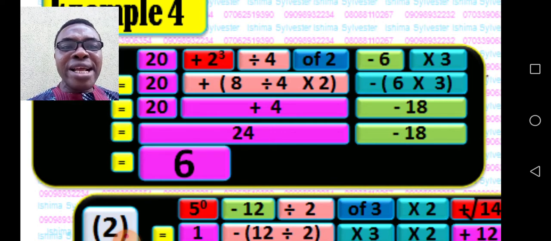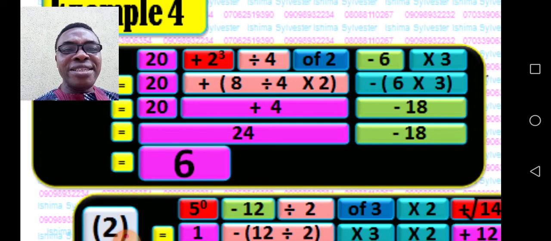And then you bring family 2 together. That's your divide and your times. It's separated by your plus and your minus. Take note, and then I used my bracket to indicate that. And so your family 2 comes next. That's what we'll be doing, division and, of course, multiplication.